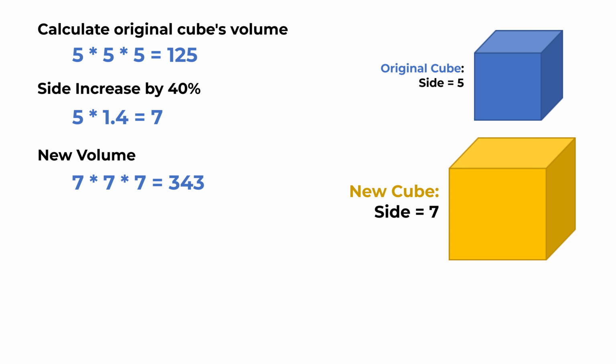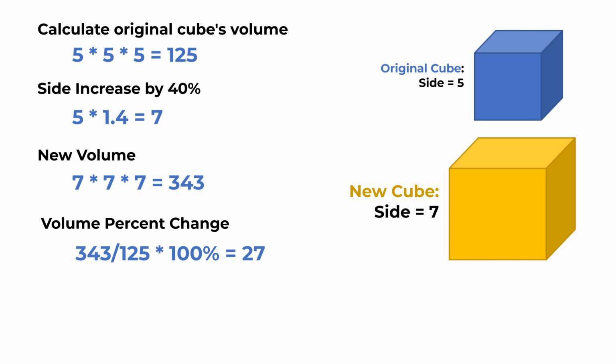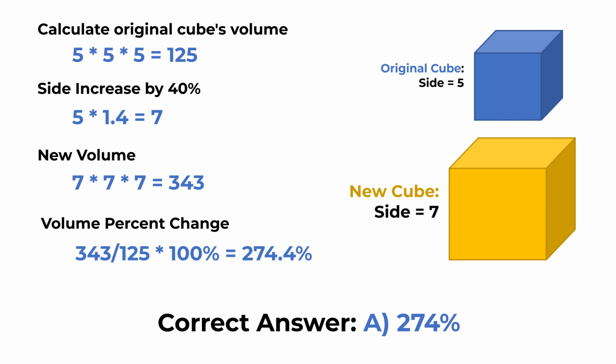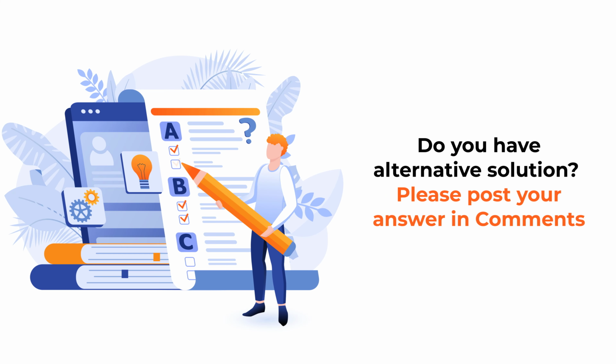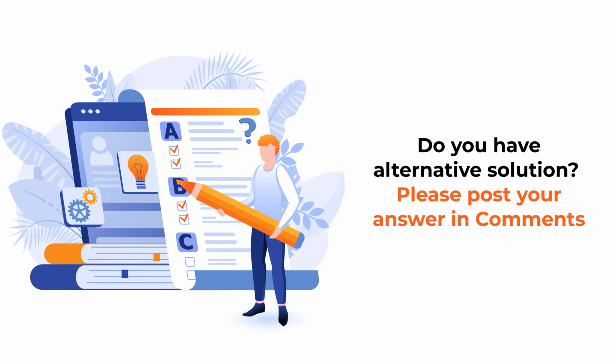The volume change in percentages can then be calculated as the new volume 343 divided by the old volume 125 and multiplied by 100%. The end result of this calculation is 274.4%. So the correct choice here is choice A, 274%. Hopefully you've nailed this question and now know how to answer similar problems on the test.